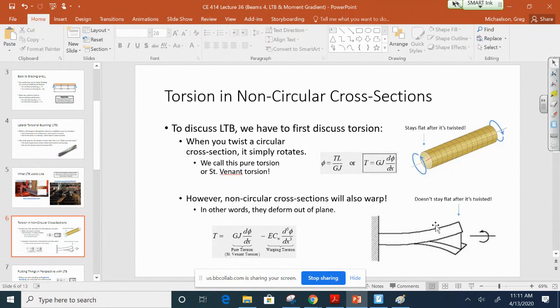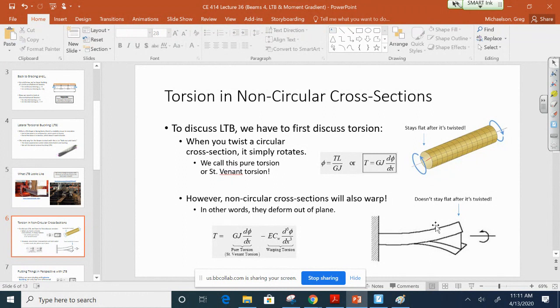When we're designing something to resist torsion, we want it to be circular for two reasons. One, circular sections are very, very efficient under torsion, but two, whenever you twist something, when it's circular, it doesn't do a particular thing called warping. What warping means is that once you twist it, the cross section stays flat after it twists. And so we call that pure torsion. Sometimes it's called Saint Venant torsion. But the way that we compute the angle of twist is just TL over GJ.